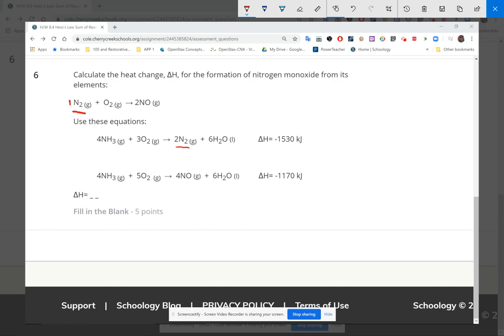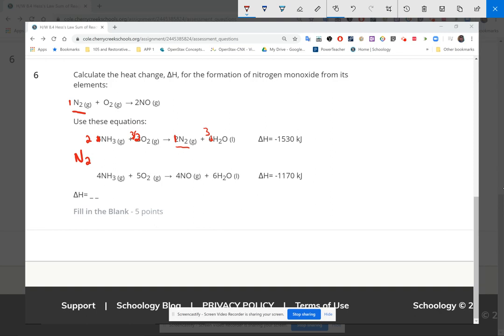I'm going to have to divide everything down here by 2 so that it leaves me with 1 and 2. So that's going to give me 2 NH3. It's going to give me 3 halves O2. It's going to give me 1 N2, and it's going to give me 3 H2Os. And notice the N2 is still on the product side, so I'm going to have to flip this whole thing anyway. So I'll rewrite it.